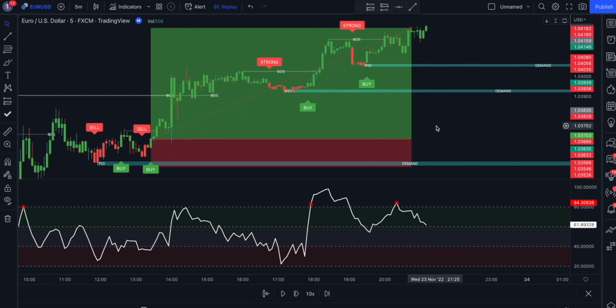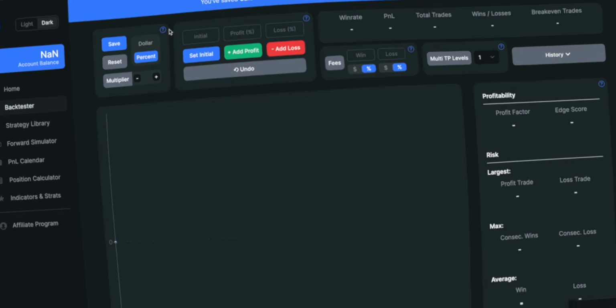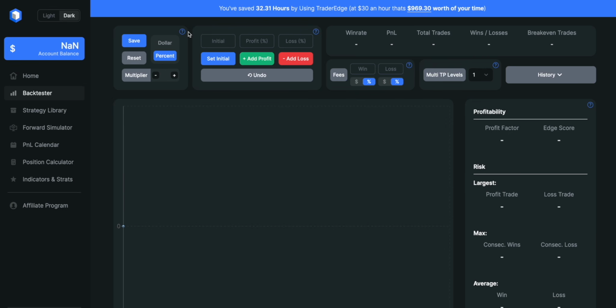There we go, the market just triggered our second target. Now let me show you how I'm going to be doing the backtesting. So first of all, I'm going to set the initial account size at $100. The risk per trade will be set at 2%.